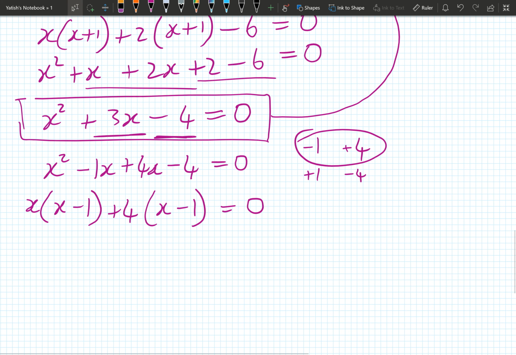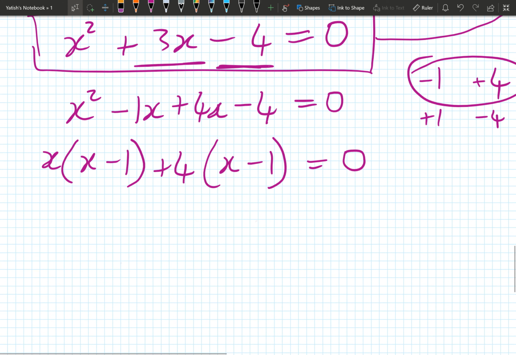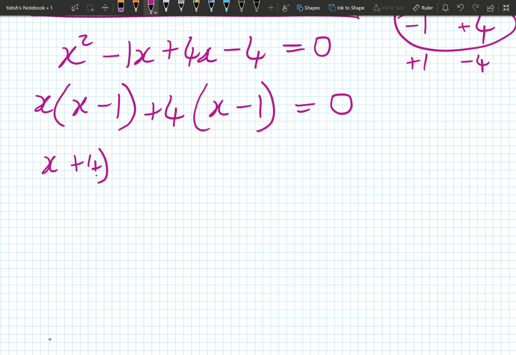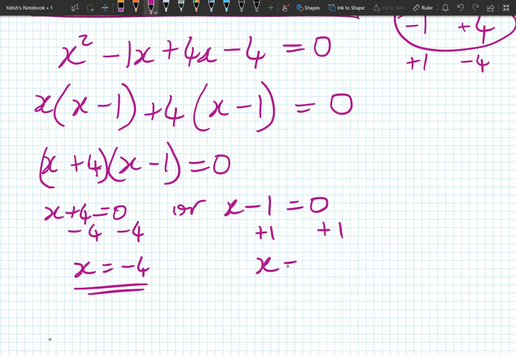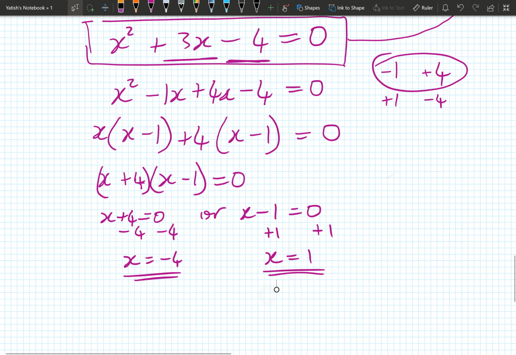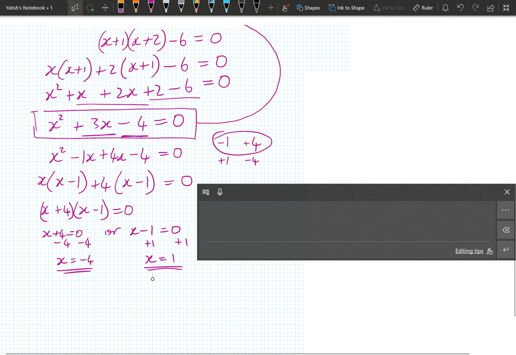And then we can say x plus 4 times x minus 1 will give you 0. And then the final part to solve this, x plus 4 equals 0 or x minus 1 equals 0. So take away 4, x equals negative 4. And here plus 1, x equals 1. So that is the working out for the last example here.